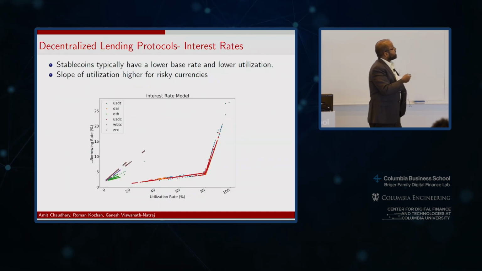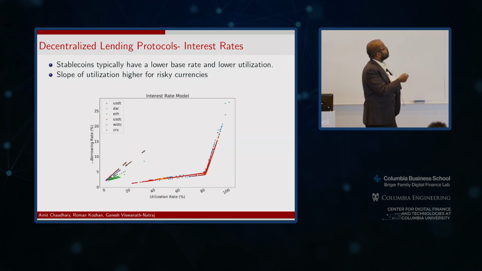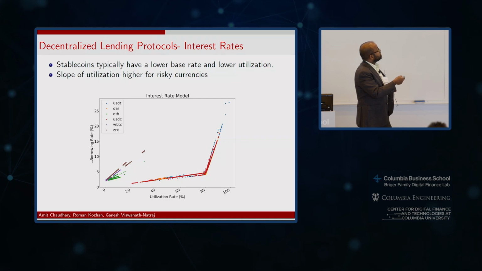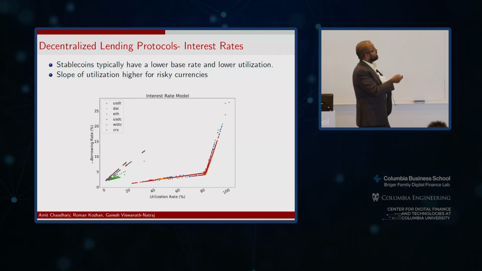So when we look at the historical data, we find that the borrowing rate is a linear function of the utilization rate. And we also note that for some of the stable coins, there is a kink here as well. There's an interesting feature that if the utilization starts getting very high, then the interest rates start increasing much more. So there's essentially a convexity in the interest rate rules.